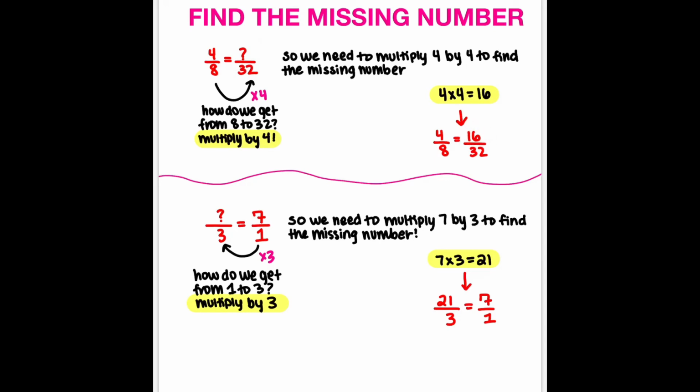Okay, let's do another example. We have some number divided by 3 is equal to 7 divided by 1. Let's ask ourselves, how do we get from 1 to 3? Well, we multiply by 3. That's pretty easy. We all know that. So whatever we did to the bottom, we need to do to the top. So 7 times 3 is what? 21. We have that right here. So the missing number is 21. So we get 21 divided by 3 is equal to 7 over 1.